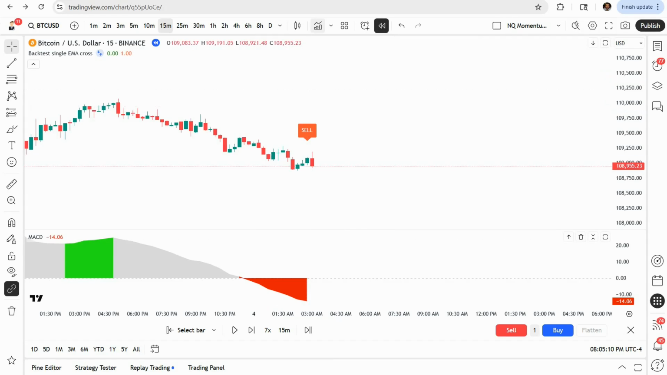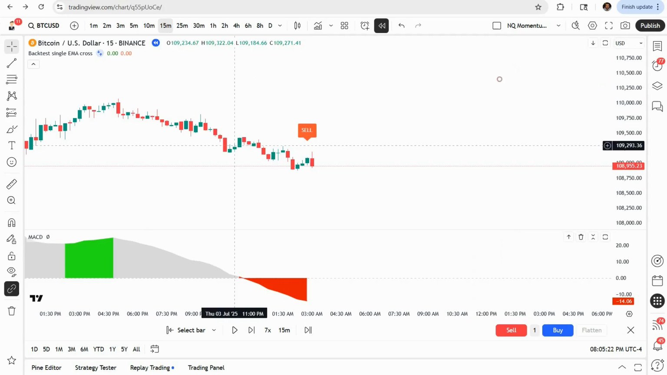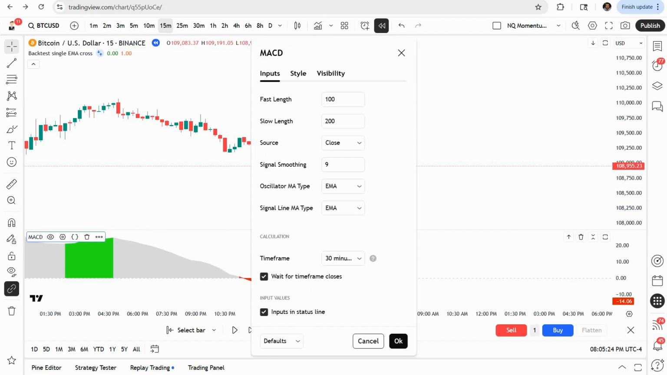The next indicator we will add to the screen is going to be the MACD. This is the moving average convergence divergence. It's just the standard built-in TradingView indicator. Go ahead and click on that and add it to the screen. Again, we'll jump into the settings of this one. We are going to change the fast length to 100, the slow length to 200. Then we are going to move the time frame up one notch, or one multiple of whatever time frame we are on. For example, we are on the 15-minute time frame, so we moved it up to the 30-minute time frame.